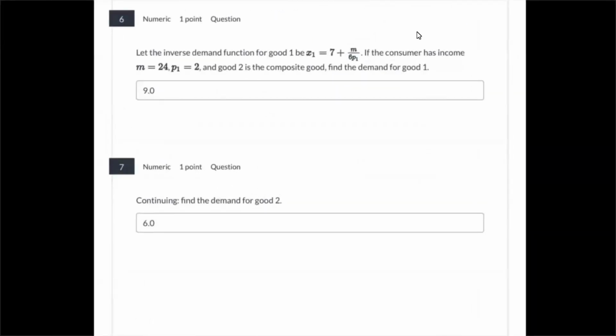Then question 6 says, let the inverse demand function for good 1 be x1 equals 7 plus m over 6p1. If the consumer has income m is 24, p1 is 2, and good 2 is the composite good, find the demand for good 1. So we just plug in those numbers to this demand function. You get x1 is 7 plus m is 24. And then p1 is 2. So we get 7 plus 24 over 12, 7 plus 2, which is 9.